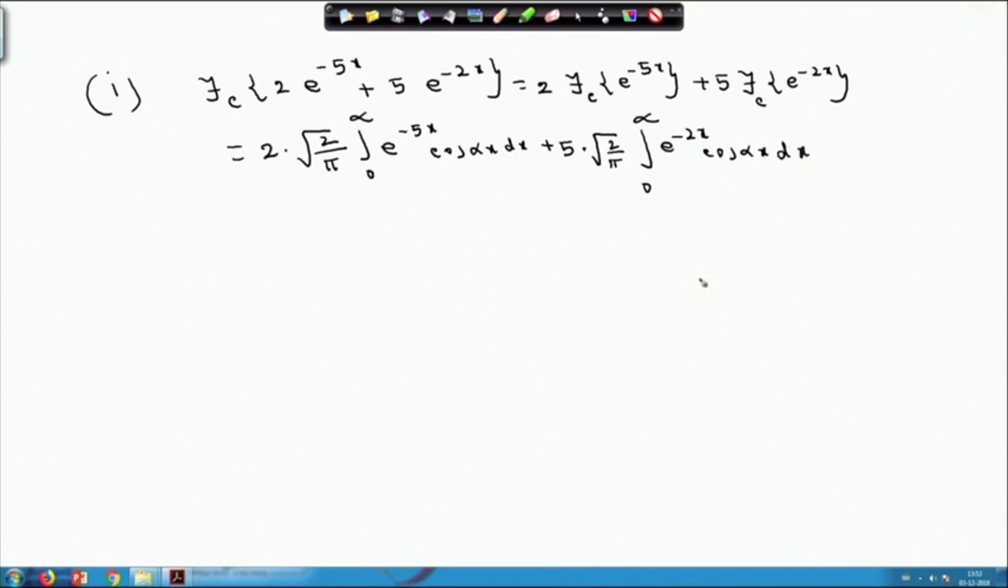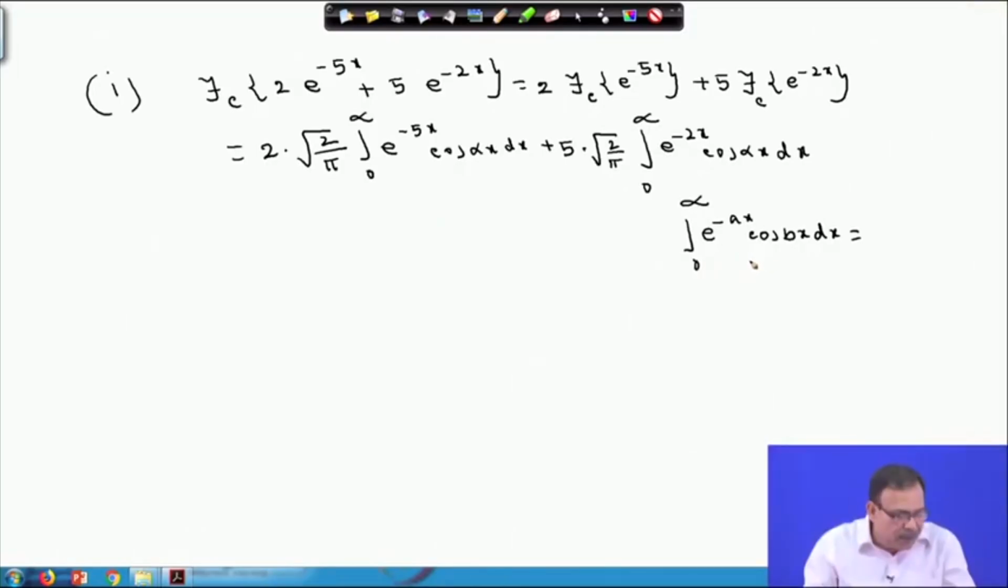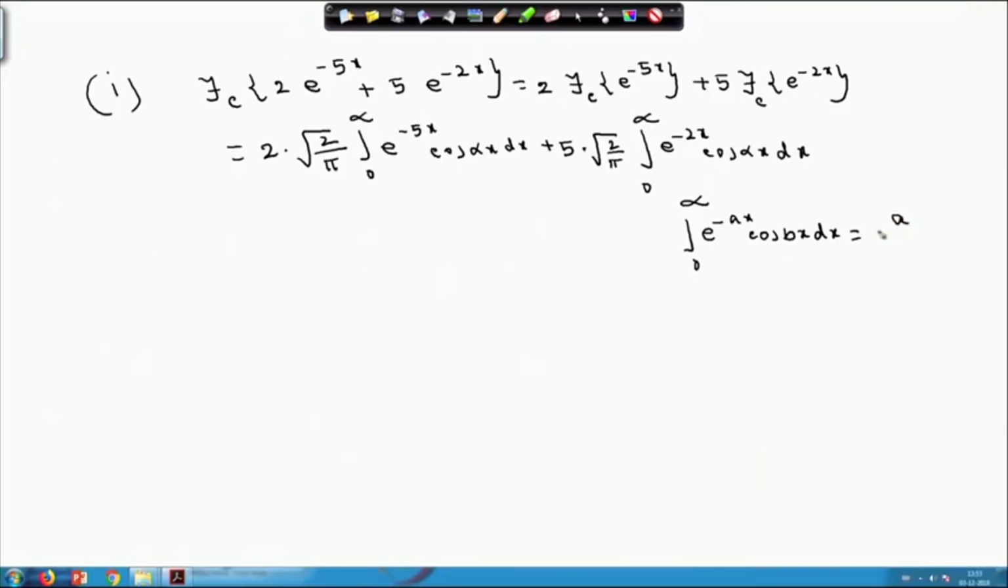So, effectively, now you have an integral basically of the form e power minus a x into cos of b x dx. Both are of this form. So, I have to evaluate only this integral, 0 to infinity e power minus a x cos b x dx. If you remember, we have already done these problems, and this is a standard result. The result is a by a square plus b square. So, please note that 0 to infinity e power minus a x cos b x dx equals a by a square plus b square.